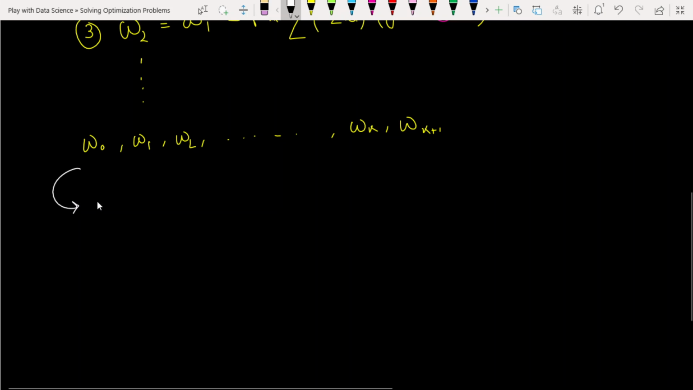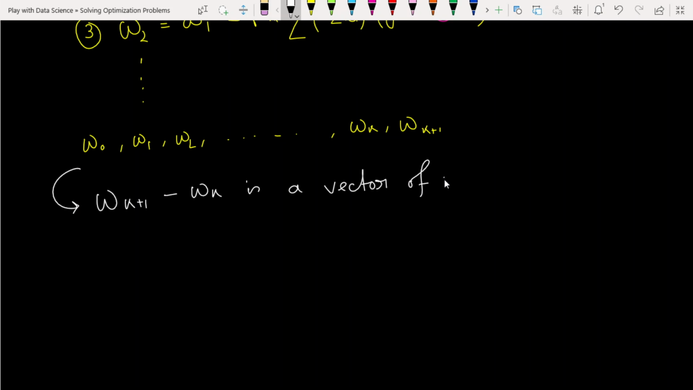When we stop these iterations, if we find that the difference of wk minus 1 and wk is a vector of very small values, then we stop this iteration and declare that our optimal w, w star, is equal to wk. Then it will be our optimal w.